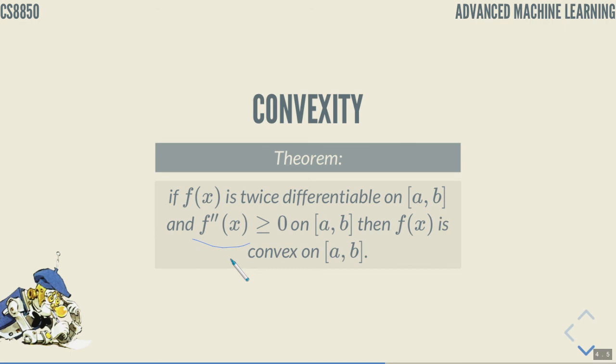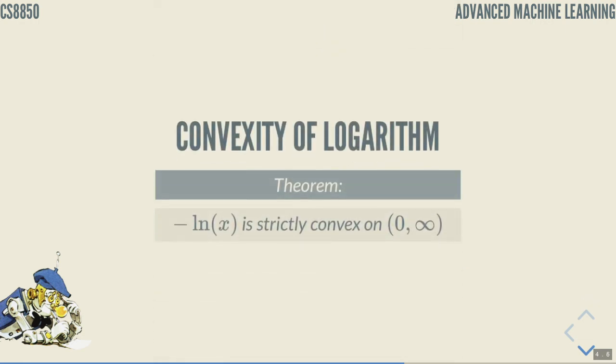If the Hessian is non-negative definite, or positive semi-definite, then we're fine. The function is convex. But in this simple one-dimensional case, it's just non-negativity. Well, minus log of x is strictly convex on 0 to infinity. Now you know what we mean by that, right? It's strictly convex.